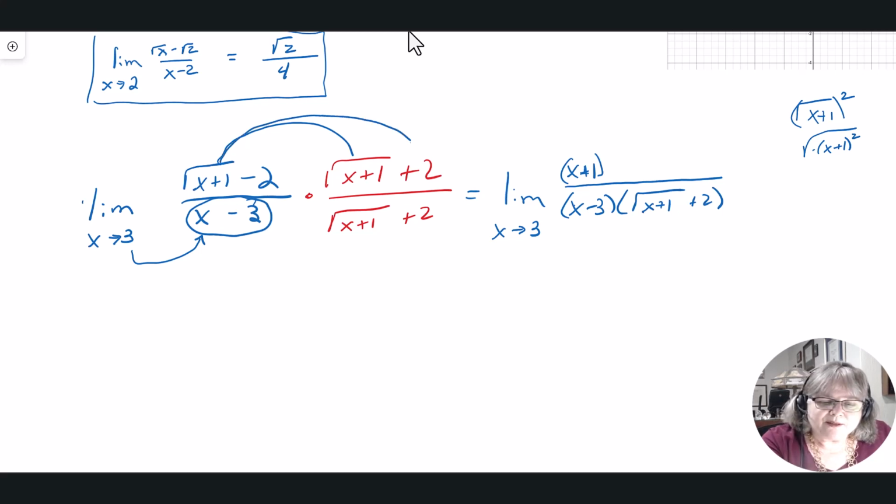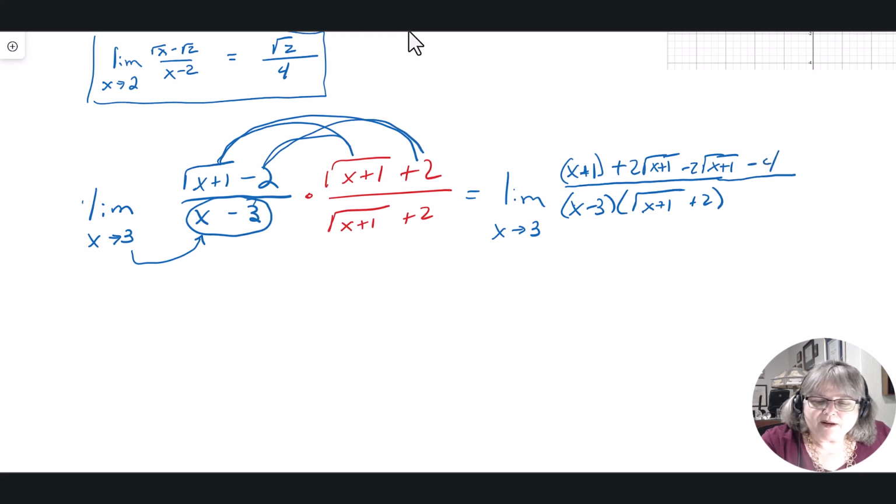Square root of x plus 1 times 2 is 2 square root of x plus 1, minus 2 square root of x plus 1. And minus 2 times 2 is minus 4. And like we expect, those go to 0. I probably won't show you that step next time. Right, so now I've got x plus 1 minus 4. So that would be x minus 3.